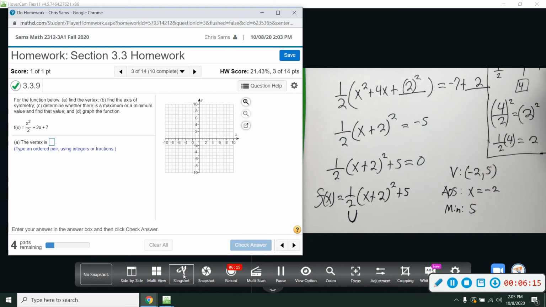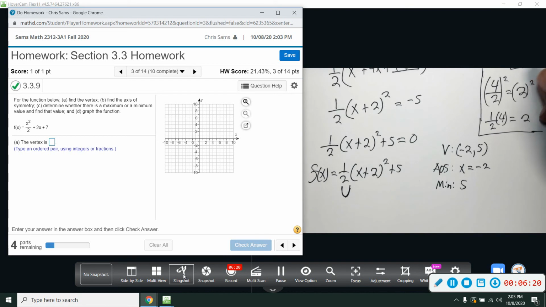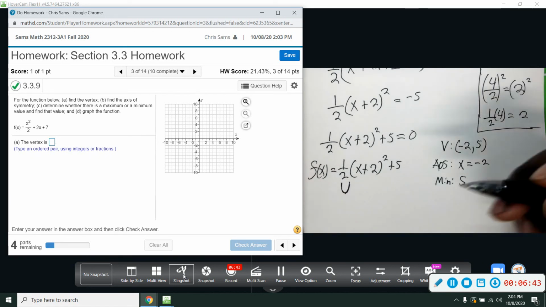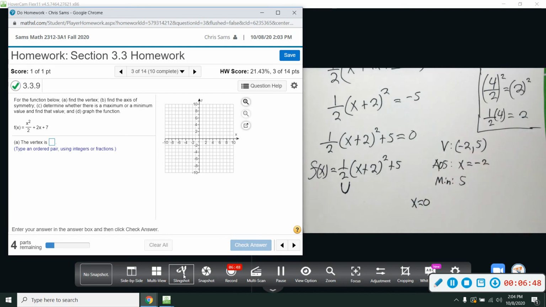And then we're going to graph this guy. So when you graph it, you want whole numbers. If x is 0, let's just do that. That's the easiest thing to do. We need a second ordered pair. So we're going to let x equal 0, to find the y-intercept.